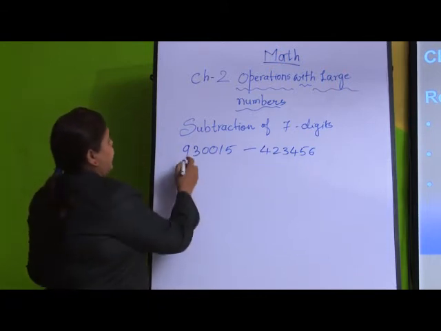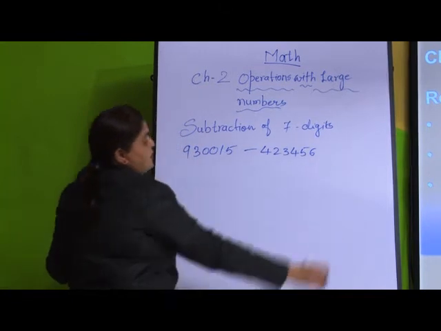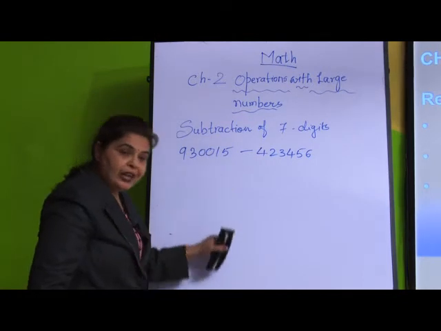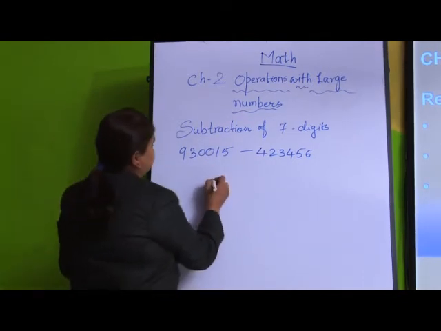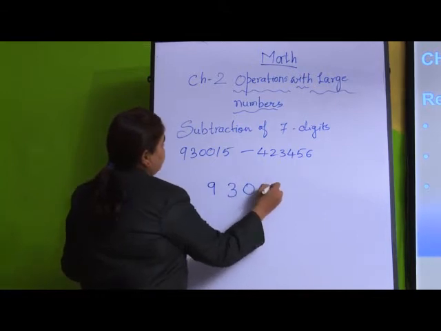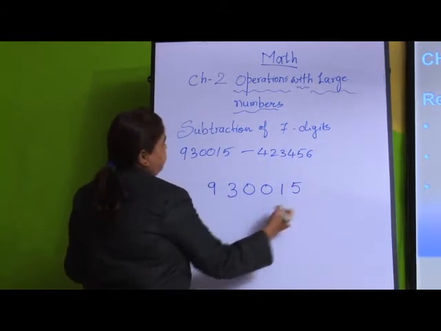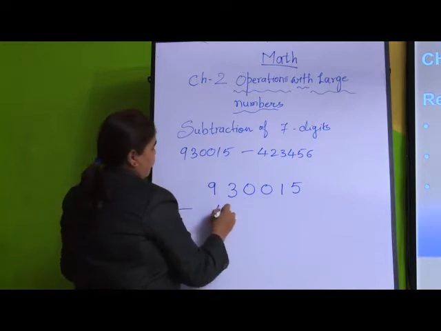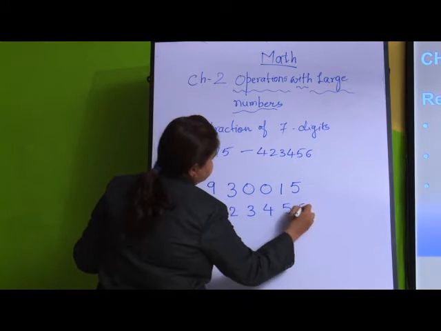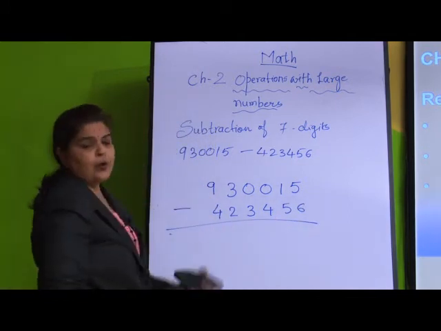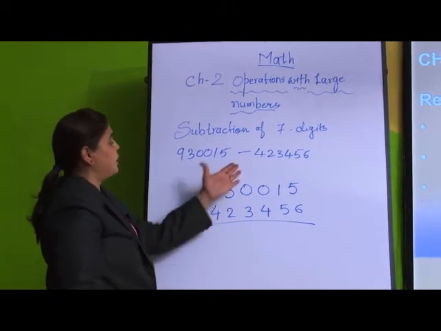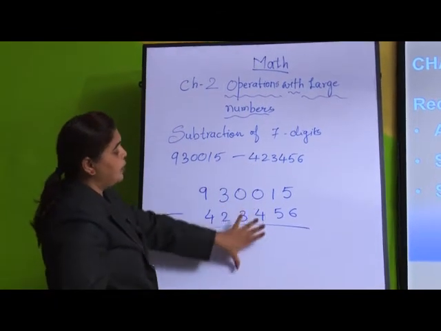Yes. Here I am having a 6 digit number, here also I am having a 6 digit number. I have to solve this, so I have to rearrange in a vertical method. So, what will I do? I will write 9, 3, 0, 0, 1, 5 minus 4, 2, 3, 4, 5, 6. Now, you can do it. Yes, you can do it. It is very easy because now you have arranged this in a vertical way.